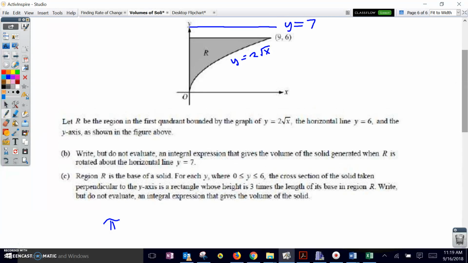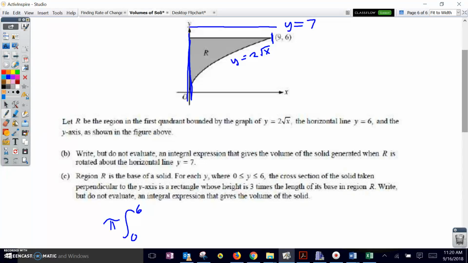It's going to be pi times the integral from somewhere to somewhere. Now, since we're revolving around a line that's parallel to the x-axis, we want everything in our integrand to be in terms of x, and we want our limits of integration to be in terms of x. So we want the x-coordinate of the left-hand side of this region and the right-hand side of this region as our limits of integration. Those are going to be 0 and 6.